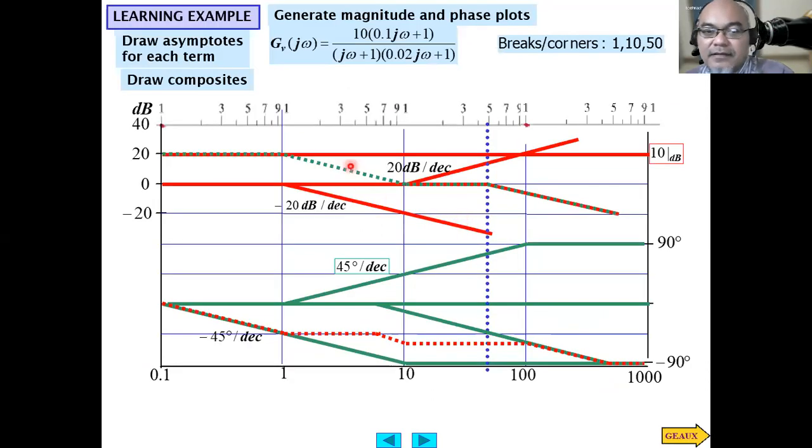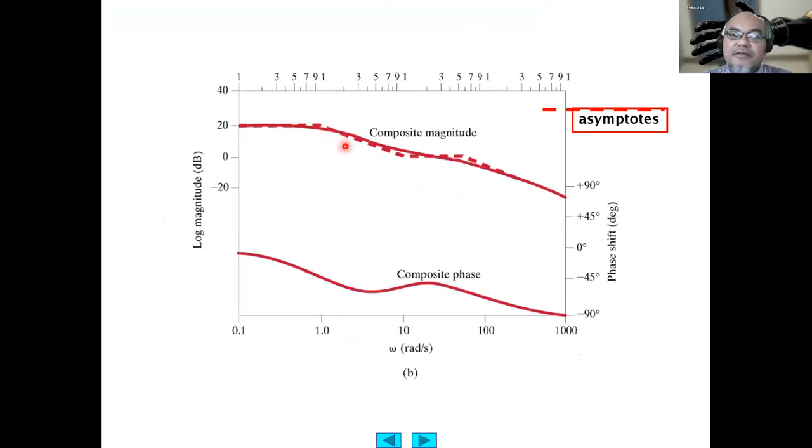So this is the composite magnitude like this. If we draw using MATLAB or Octave, it will look something like this. And the composite phase is like this.